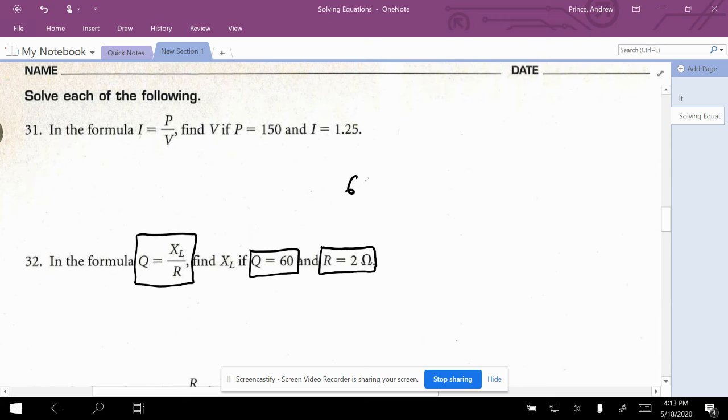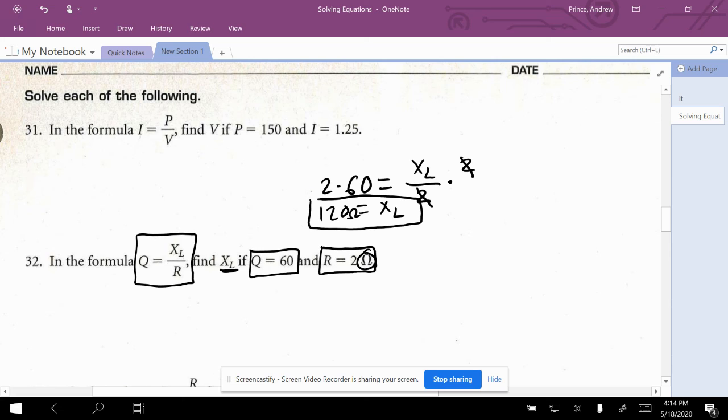We have a value of Q, so we can plug 60 in for Q. In R we have 2, so we don't have X_L, which is what we're solving for. But we do have R, which is 2 ohms. So if we're trying to get X_L by itself, we can multiply both sides by 2. That cancels out. We're left with 2 times 60. So 120 equals X_L. In this case, ohms are our unit, so you can see right here, make sure to include that in your answer.